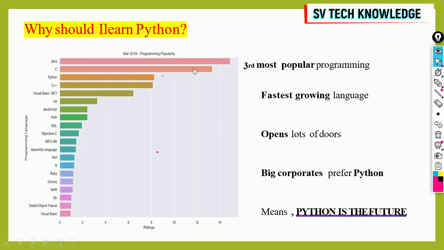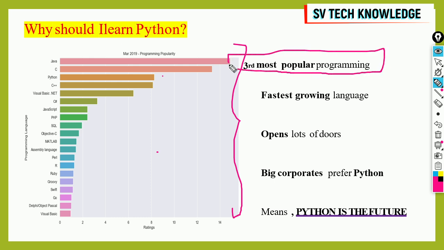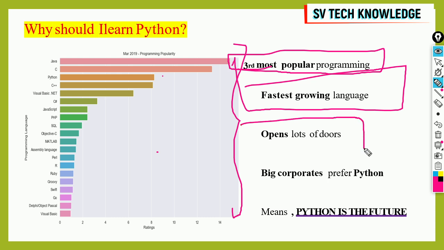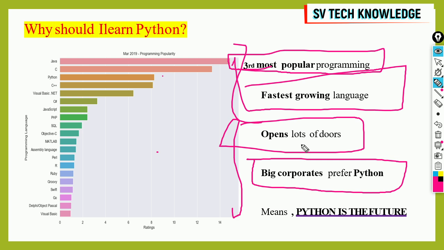So why should you learn Python? Coming to the reality, Python is the third most popular programming language, the fastest growing language, and opens a lot of doors, meaning opportunities are very, very high in the Python programming language, and big corporates prefer Python. Most of the leading corporate companies are using Python right now. Finally I am saying Python is the future for you.